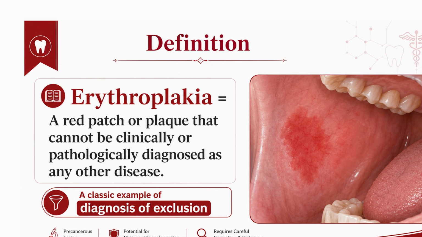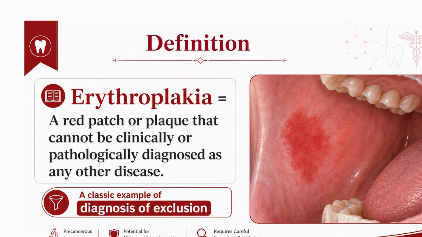Oral erythroplakia is defined as a red patch or plaque of the oral mucosa that cannot be clinically or pathologically diagnosed as any other disease. The most important phrase here is diagnosis of exclusion. This means that erythroplakia is not a label we apply to every red area in the mouth.